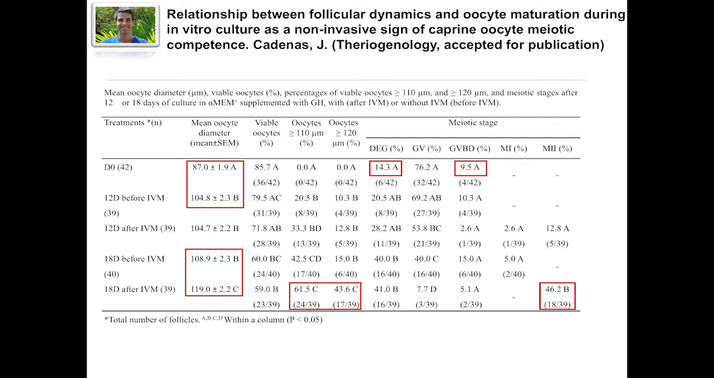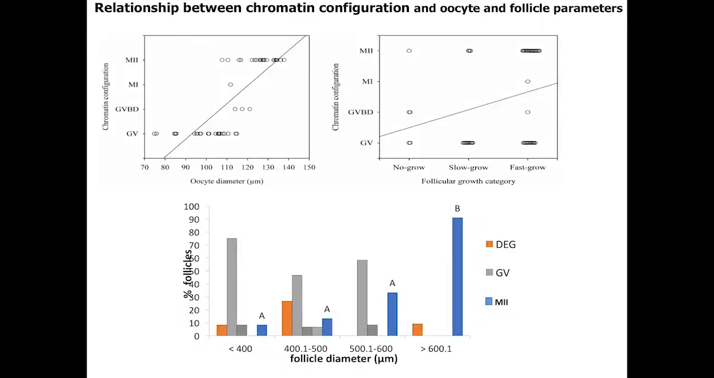We also observed that oocyte diameter increased significantly from day 0 to day 12, but did not differ from day 12 to day 18. However, only oocytes from follicles cultured for 18 days increased significantly in diameter during in vitro maturation and provided the best outcomes for full-grown oocyte percentage and metaphase 2 oocytes. And we also found positive correlations between oocyte diameter, follicular growth rate, and oocyte meiotic competency. And we also observed that follicles that reached 700 micrometers in diameter showed a higher percentage of metaphase 2 oocytes when compared to the other follicular sizes.